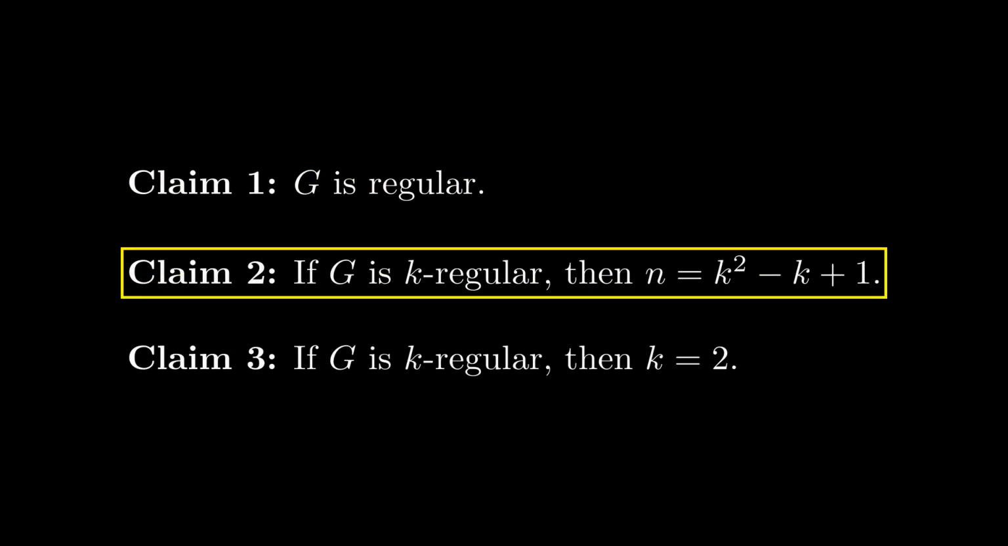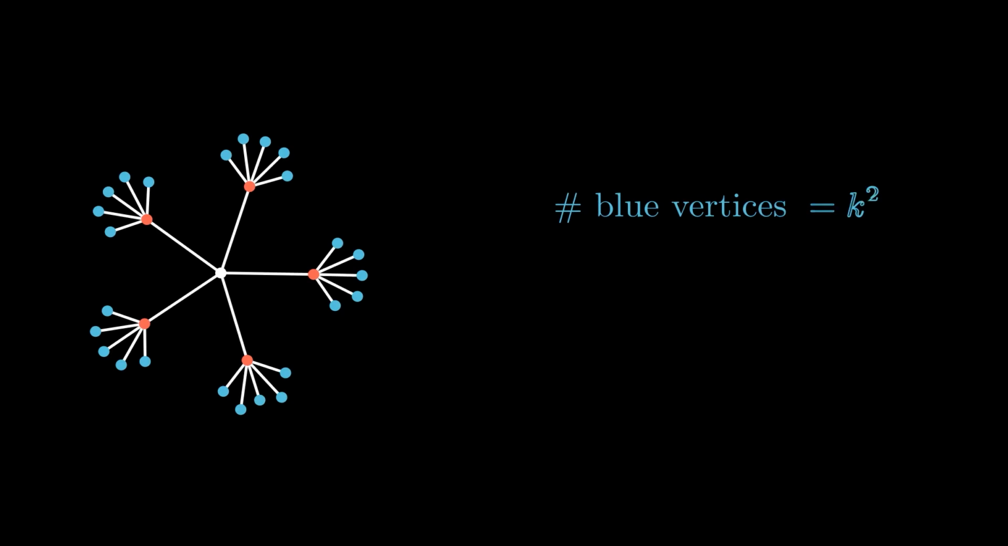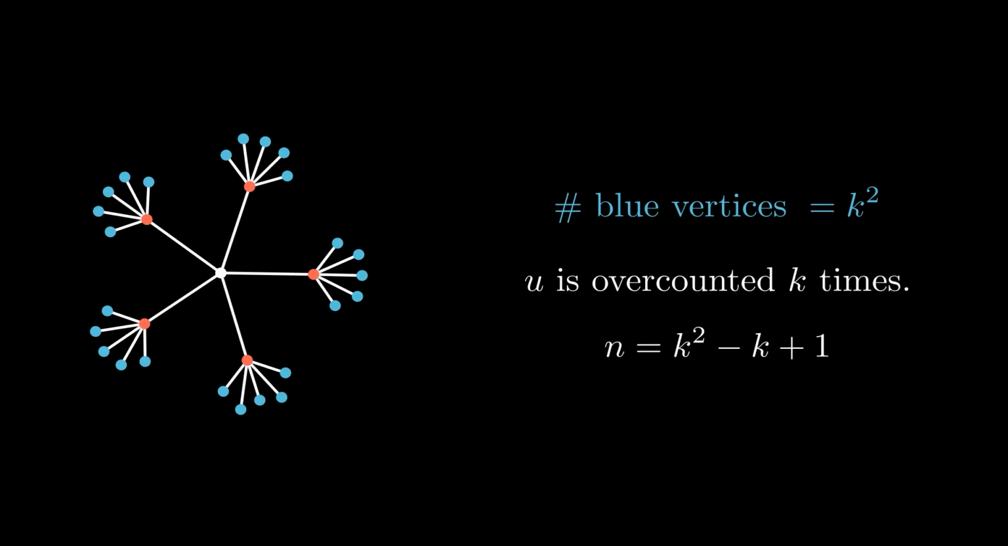Claim 2 can be shown by a simple counting argument. Let u be a vertex in the graph. Count the neighbors of u, then count the neighbors of those. Since we assume G is k-regular, there are k squared many. Since each vertex has exactly one neighbor in common with u, this counts all possible vertices, but overcounts u k times. Thus, we find that n equals k squared minus k plus 1.